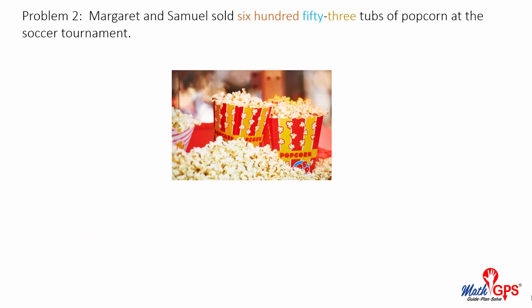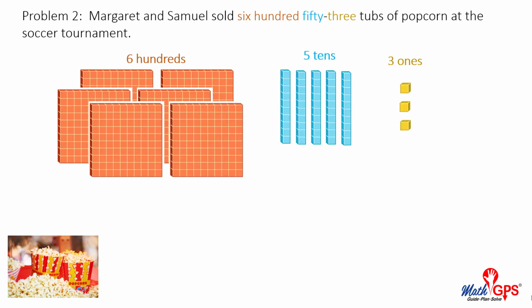Problem 2. Margaret and Samuel sold 653 tubs of popcorn at the soccer tournament. How can we build this number using base 10 blocks? We need 6 of the hundreds, or flats. We need 5 of the tens, or strips, and 3 of the unit cubes.